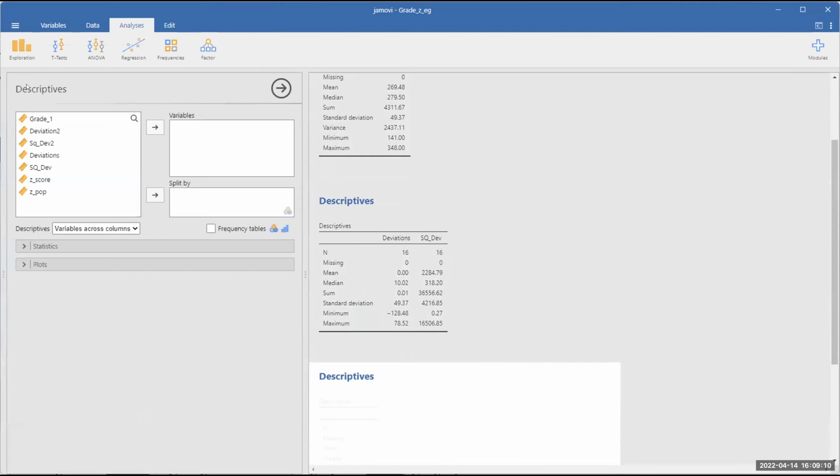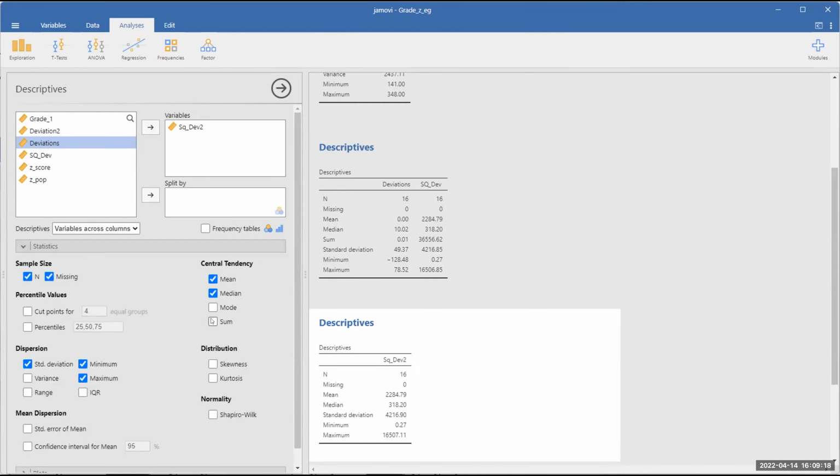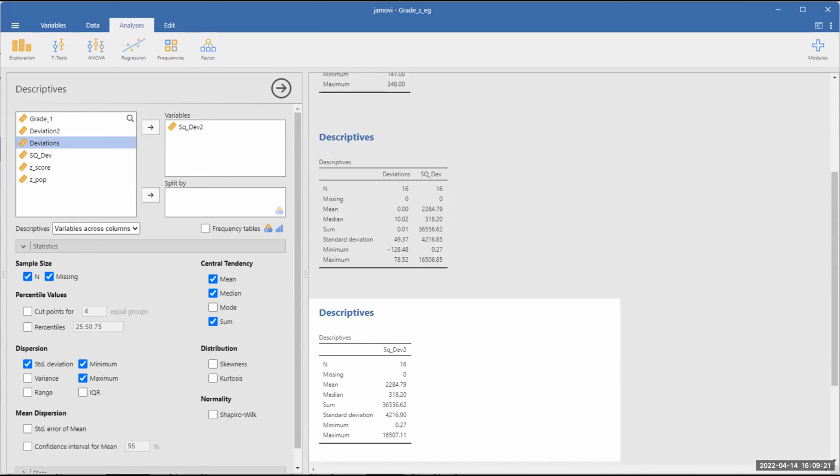Descriptives, and we just made this one, right? Put it in here. Okay. Jamovi doesn't automatically give you the sum, so you ask it for it, like I've told you before. And right here, you get the sum of the squared deviation.